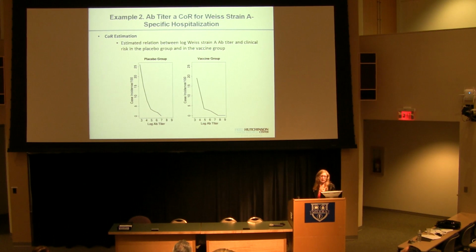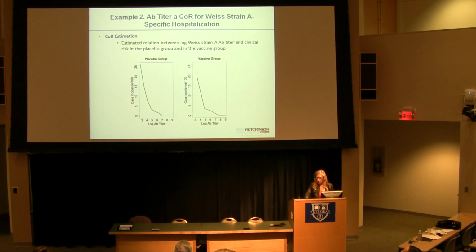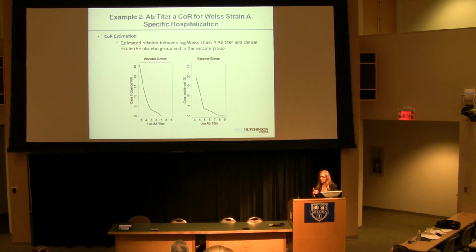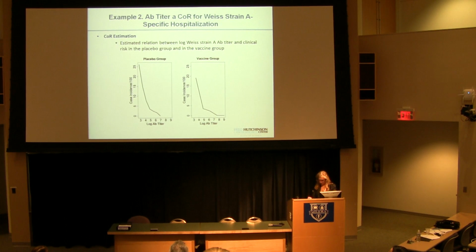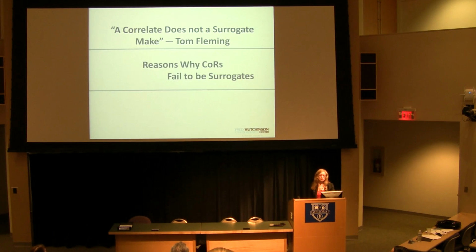And so what you can see in this graph, I suppose, the problem with these things is people sort of start doing things like that. So I don't like to use a pointer if I don't have to. In the placebo group and the vaccine group, you can see that the case incidence goes down with the log antibody titer, so that we do see in both the vaccine and the placebo group a relationship.